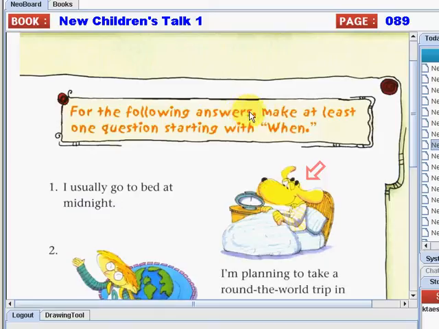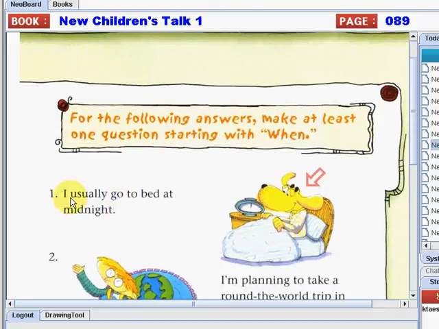For the following answers, make at least one question starting with when. So you can see here various responses. So what you have to do is make one question starting with the WH question when. Number 1. I usually go to bed at midnight. One question that you can ask for this response is, when do you go to bed? You can also ask, when do you sleep? Or, when does your day end?